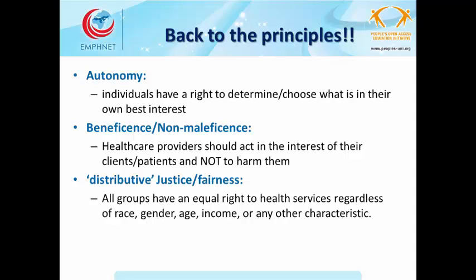So when we are allocating the resources, we need to make sure that we are helping the people and not harming them. There are issues of justice or fairness. All groups have an equal right to health services regardless of their age, gender, income, or any other characteristics. However, as we've just mentioned, for the vulnerable population, perhaps they may need to be given priority just to make sure that it's fair. So basically, to be fair is not necessarily to be equal.